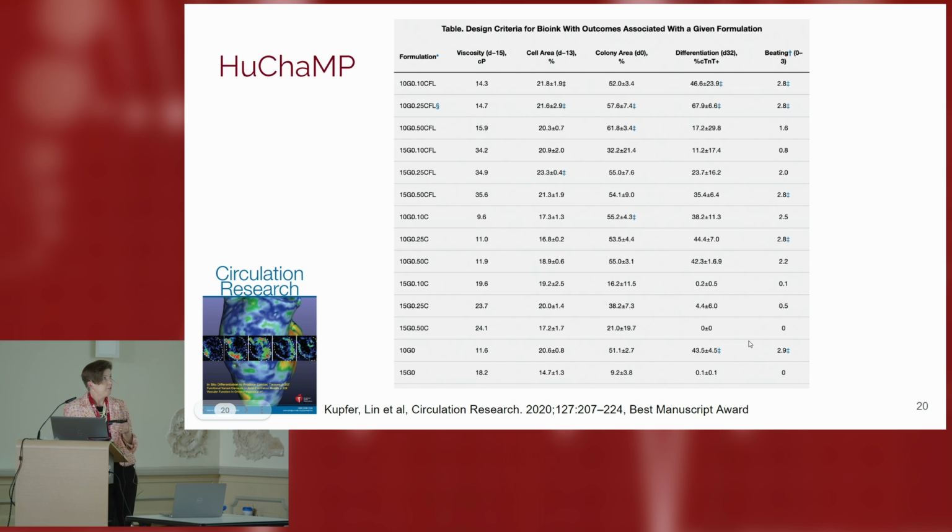This is a table you can't read. No, you can read pretty well. But if you want to check out the details more, you can look in the manuscript. Essentially, this was our very small optimization profile to figure out how to integrate the gelatin methacrylate with our OPT formulation to get the best expansion of the stem cells and then the best differentiation after expansion.